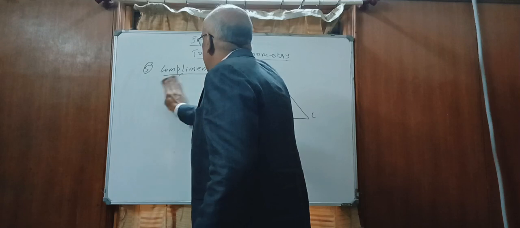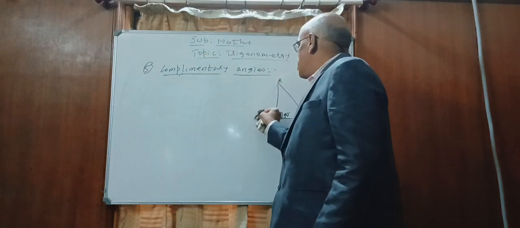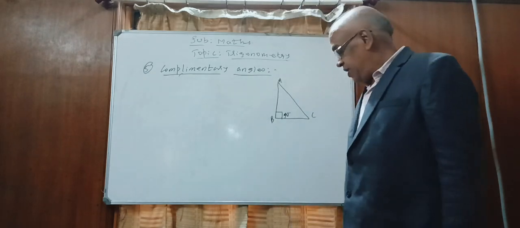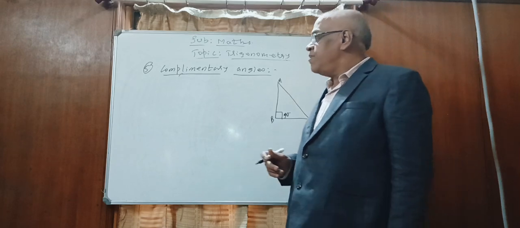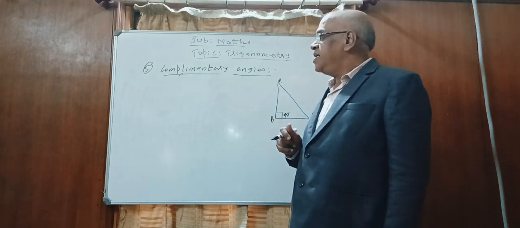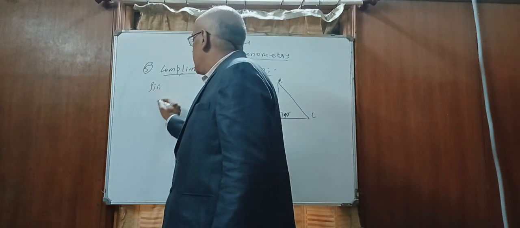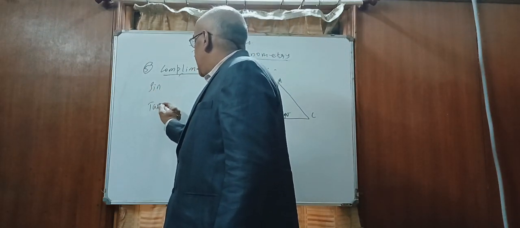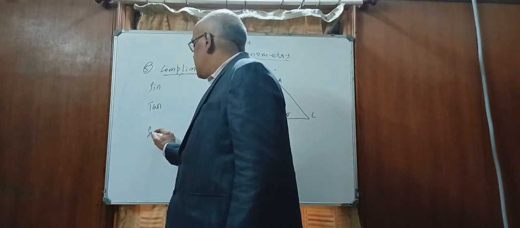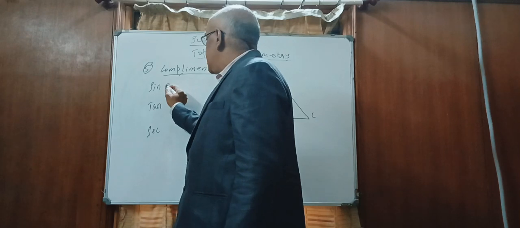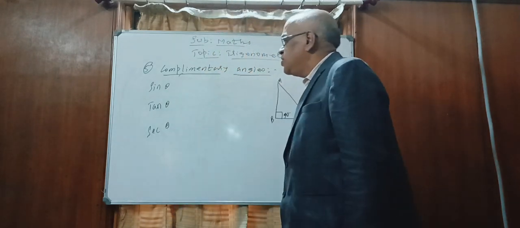What are complementary angles? Already I told you that. If you remember sine, cos, tan, then the other three are easy. What is that? Cot, secant, cosecant. If you remember the first three, the last three are reciprocals of the first three. Now come to sin theta, tan theta, sec theta. Understood?